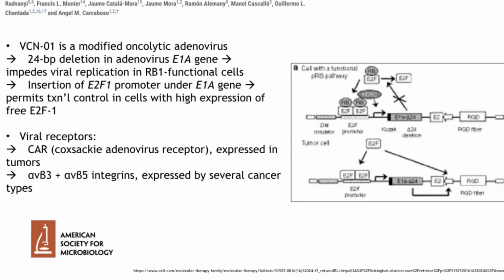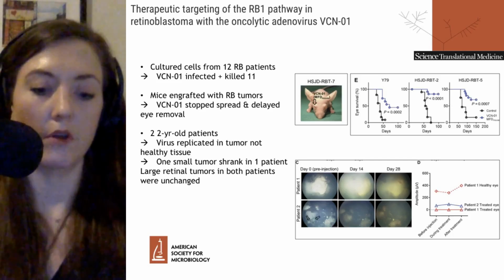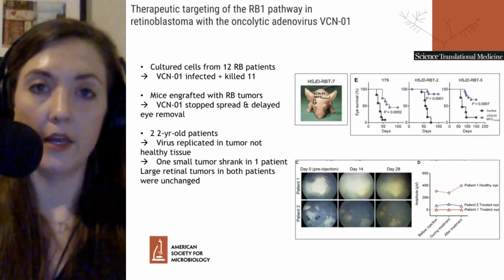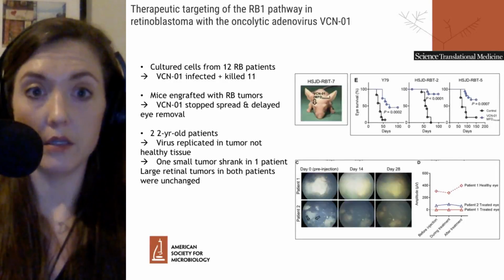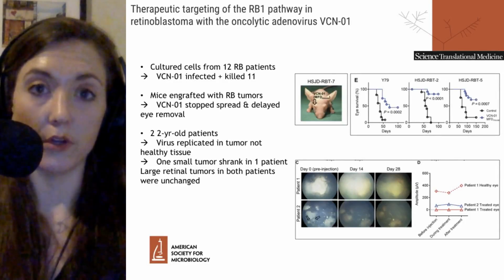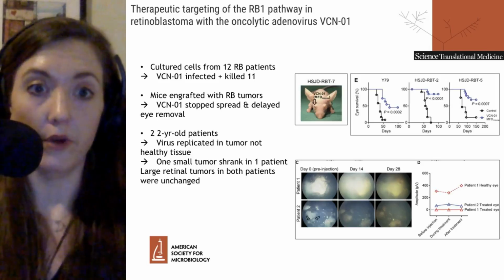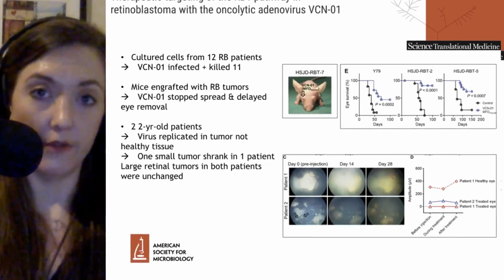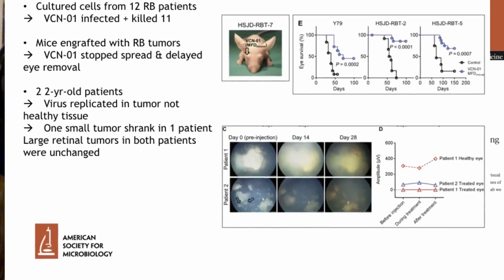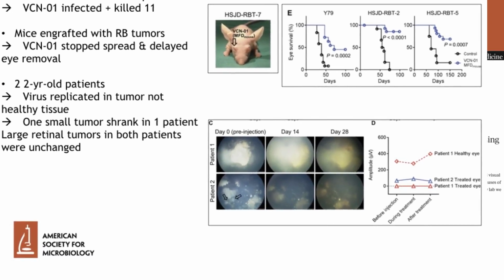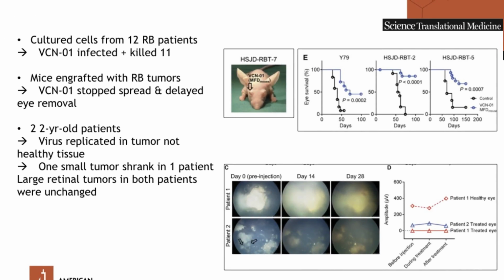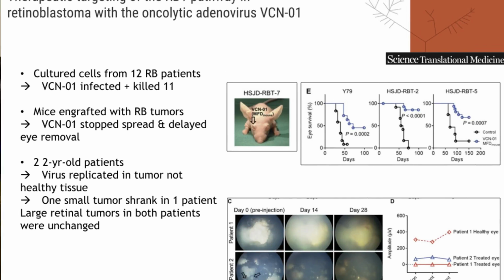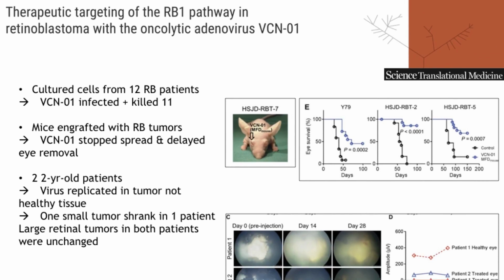And so moving to slide 7, we will discuss just some of their results. They, of course, first looked at in vitro culture, looking at the tumor cells that were cultured from different patients, and they were able to see that 11 of those different cultures were infected and killed by this VCN01 viral strain. They then did mouse experiments looking at mice who were engrafted with some of these RB tumors.